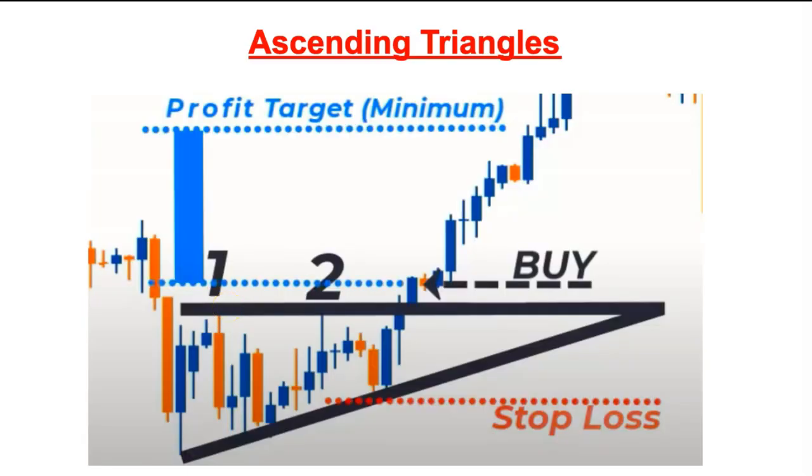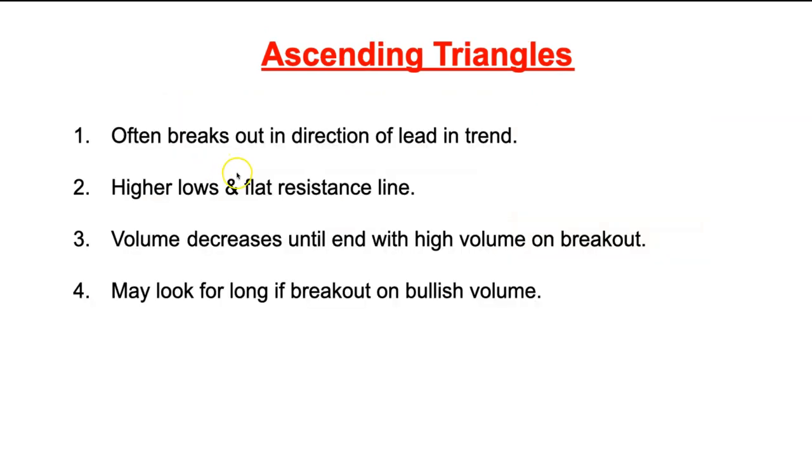So using this diagram as an example, with ascending triangles, there's usually a flat resistance line, and you've got a sloping support. And you see a bounce between the flat resistance and the sloping support. And eventually there's a breakout. With ascending triangles, the breakout generally happens in the direction of the lead-in trend. And in most cases, the lead-in trend before the actual ascending triangle is an uptrend. There's higher lows and there's a flat resistance line. And volume generally decreases until the end of the ascending triangle, and eventually the breakout happens in high volume.